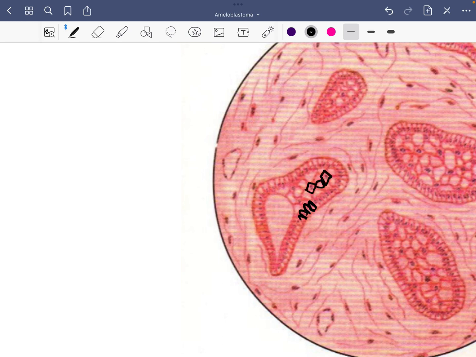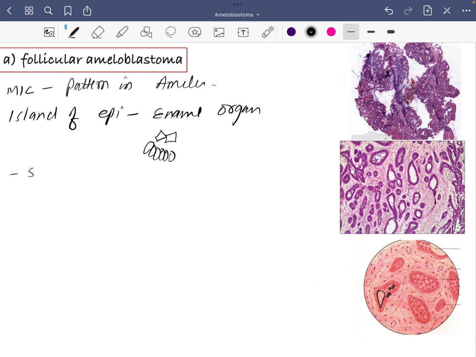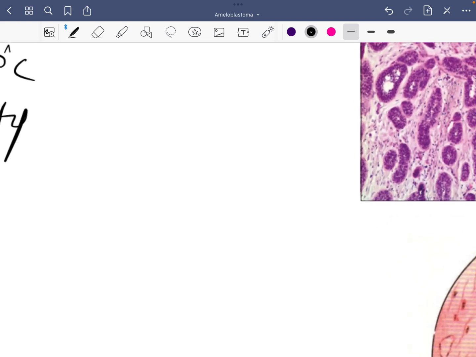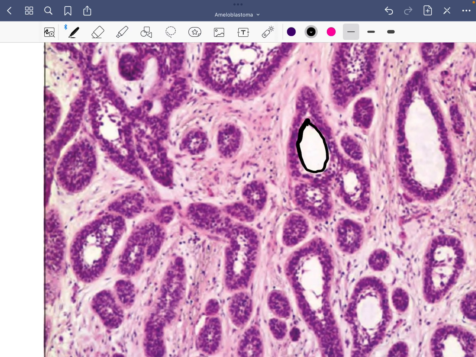Where do you find stellate reticulum? In your enamel organ, right? Sometimes what happens? These cells degenerate and form a large cystic cavity. This is cyst. That's why they are known as multicystic. The cyst will form in this case, right? So you will find stellate reticulum cells, and sometimes these stellate reticulum cells degenerate and form cystic cavities. If you see, these are all cystic cavities, right?